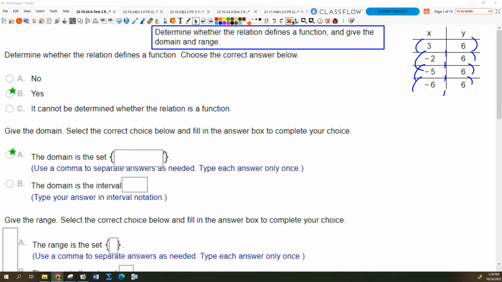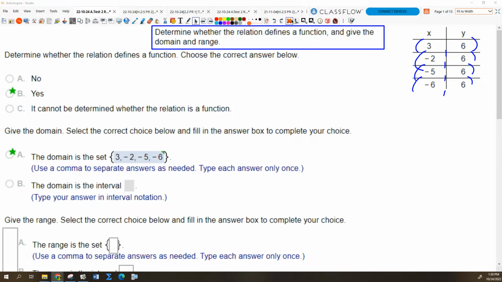Okay, and what is the set? Well, it's just those values, right? So inside the set brackets, I'm just going to include each of the numbers in the domain, and we always separate the stuff in a set with commas, right? You separate the pieces or the elements with commas.